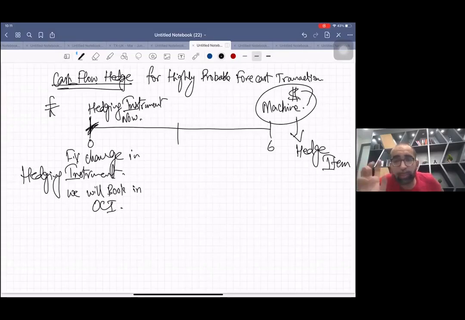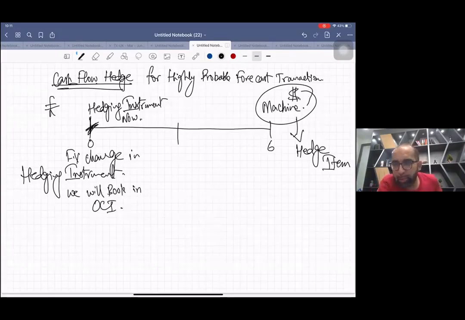Why OCI? Because the purpose of hedge accounting is matching. And we have entered in this hedging instrument to protect that hedge item. And that hedge item will come in future. So the day that hedge item will come, the day that highly probable forecast transaction will occur, then we'll transfer this OCI into PNL. That's why all effective portion of fair value change of hedging instrument will go in OCI now. Okay. Now listen.